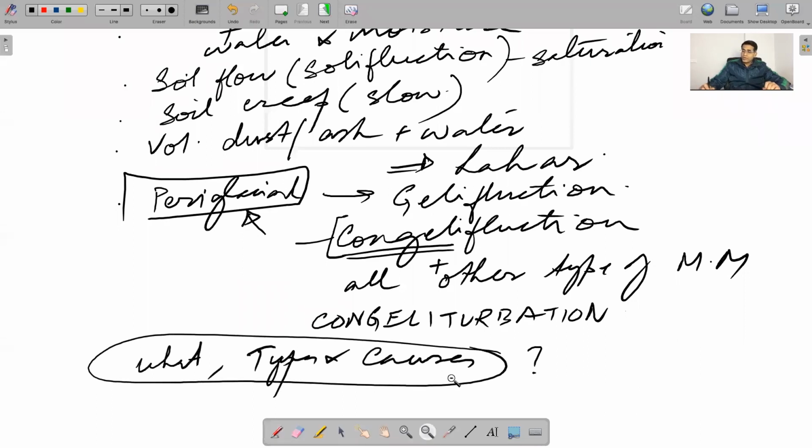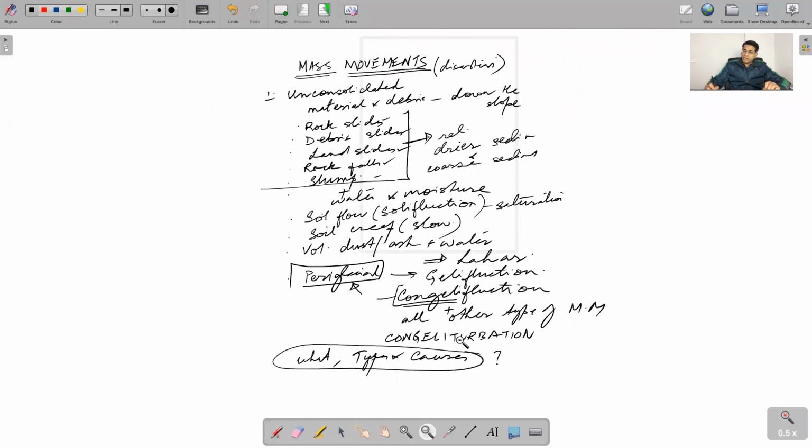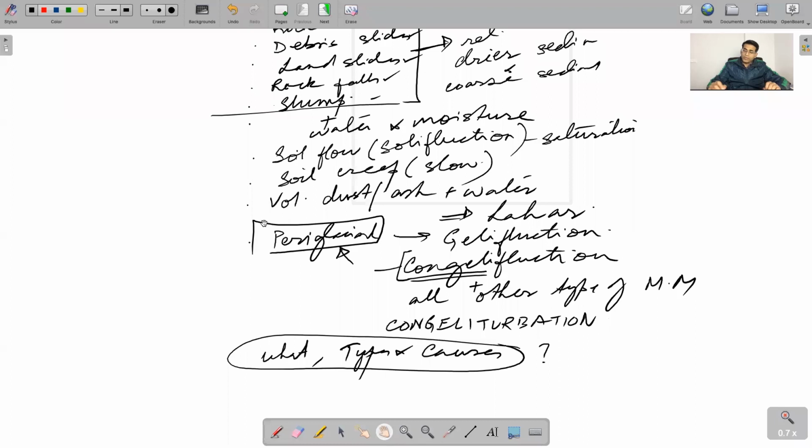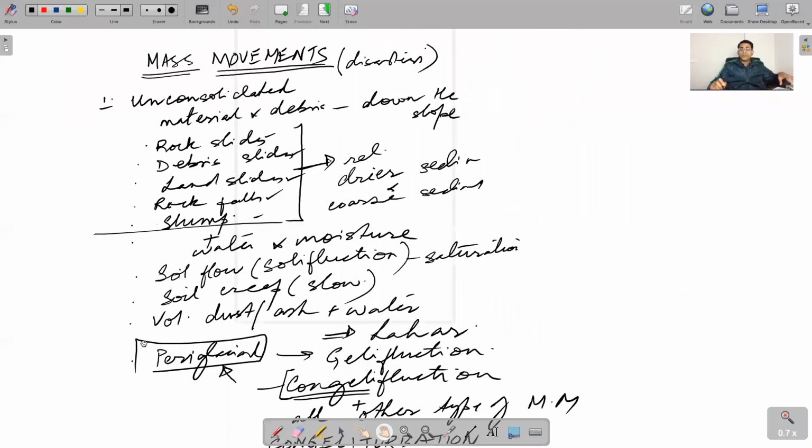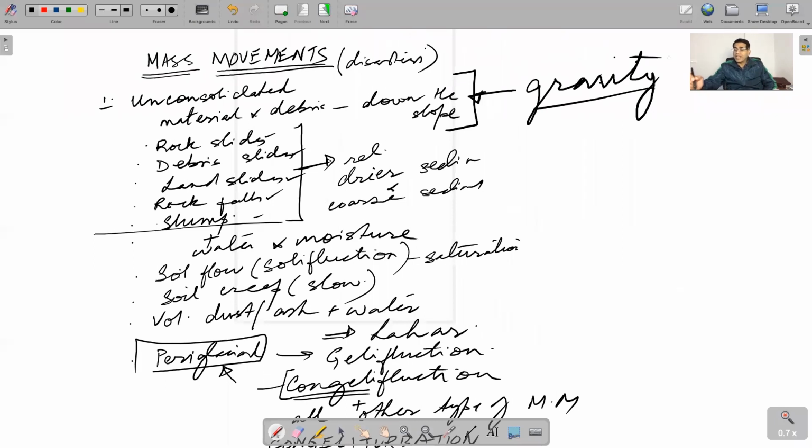So, what is mass movement? Mass movement would imply all of this: any kind of movement of unconsolidated material and debris. A very important point is that all this movement happens under the influence of gravity. So the agency of the mass movement is gravity. We basically have a slope, and from the slope, the material starts sliding down.